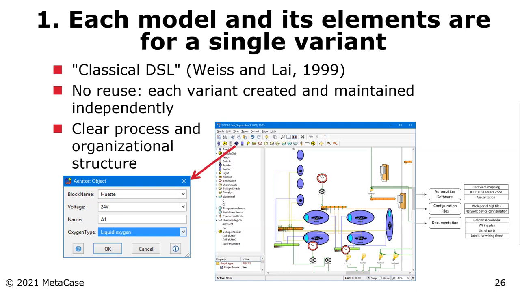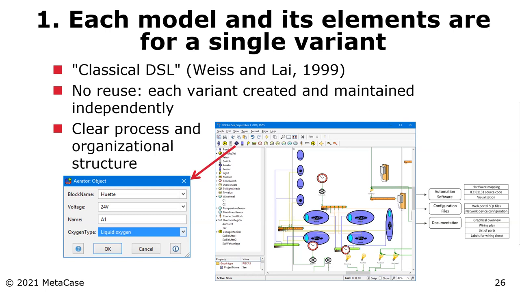This is what we call a classical domain-specific language, followed by David Weiss and Robert Lai in their book on creating domain-specific languages for product lines. The classical approach is that you apply the language to create models for one variant, and there is no reuse between the variants. Like here with the fish farm case, if you create the models for fish farm one, and then there are changes to fish farm two, those changes do not influence fish farm one at all. So they are treated totally separately.